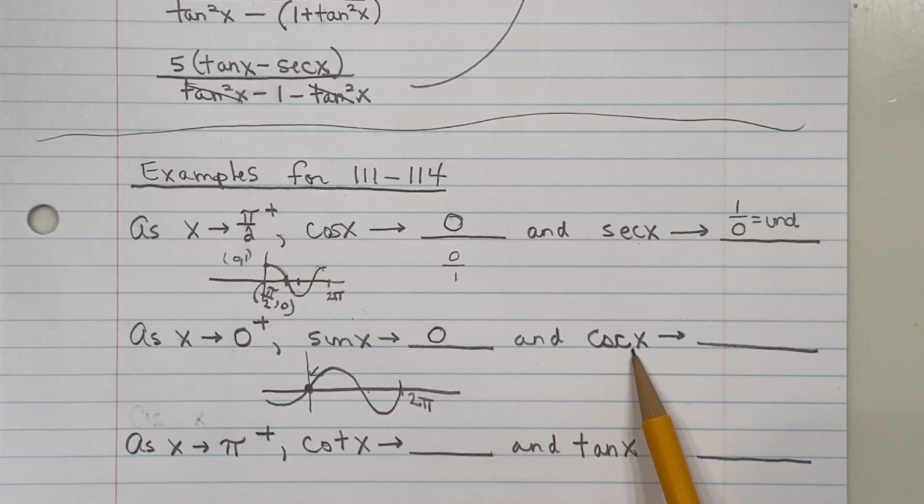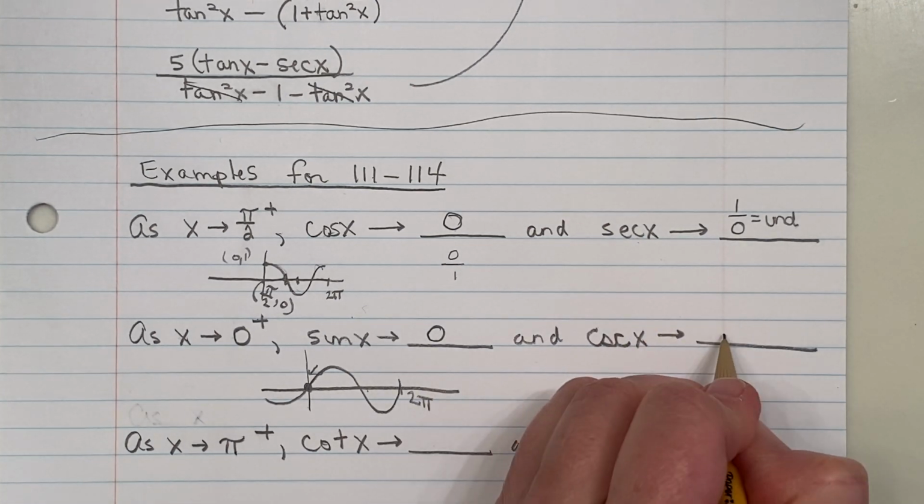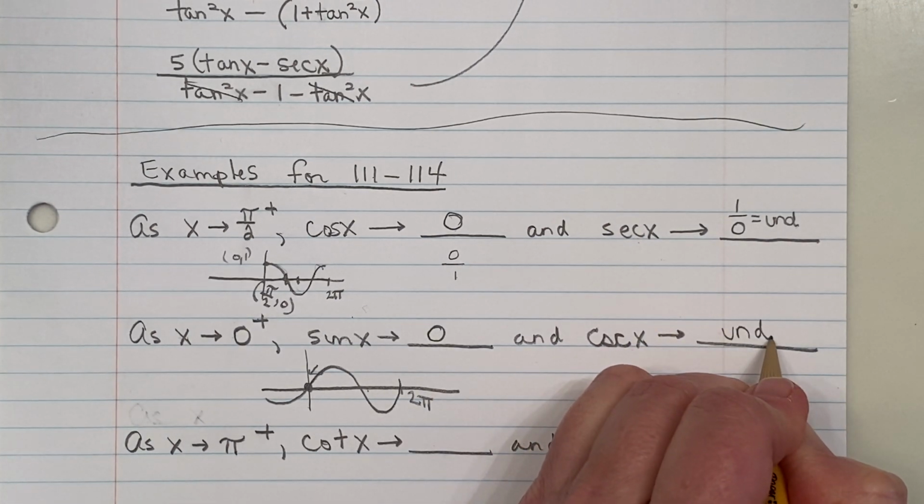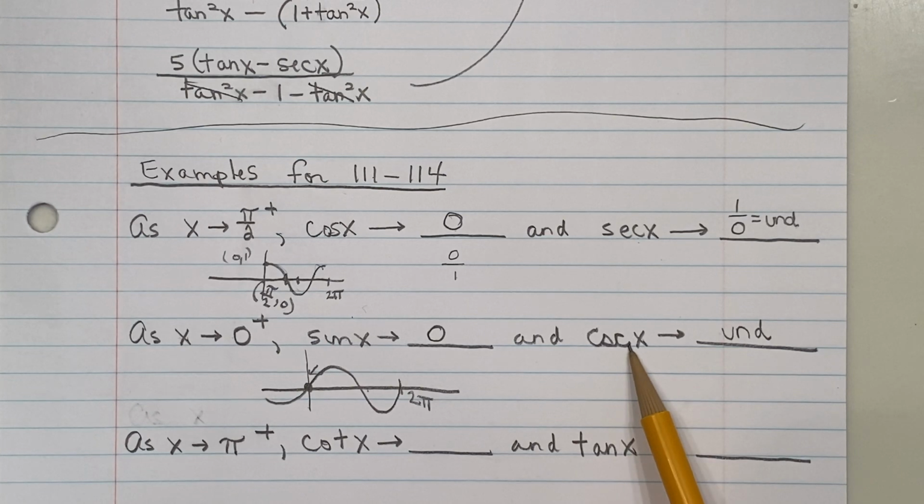So instead of drawing the cosecant graph, what's the reciprocal of 0? It's undefined. If we were to draw the cosecant graph, we would probably see a vertical asymptote at x equals 0. Look back at your graph and that should confirm it.